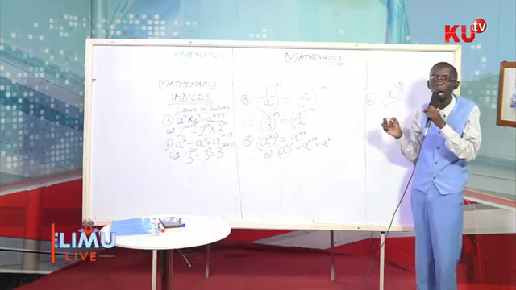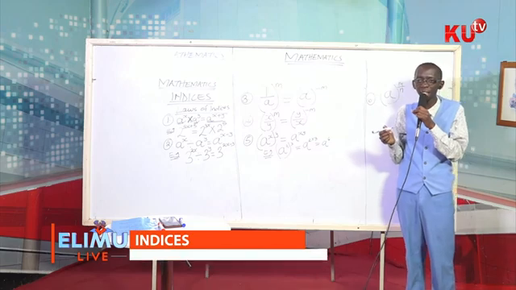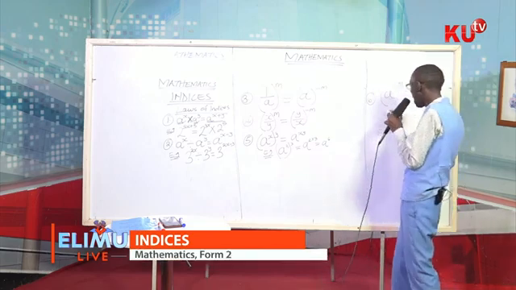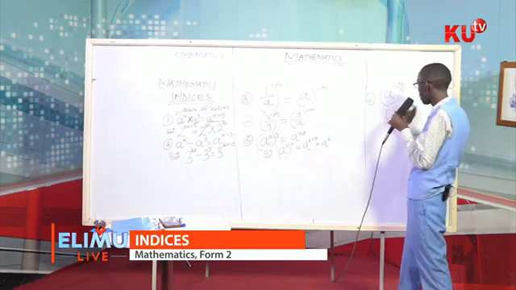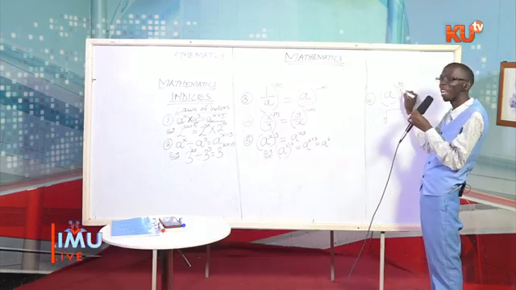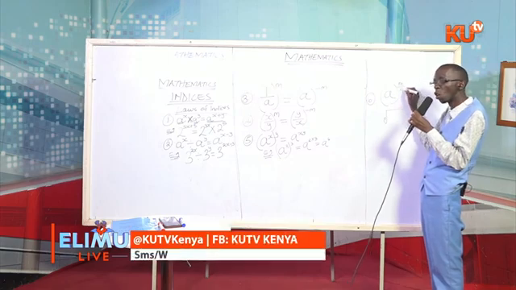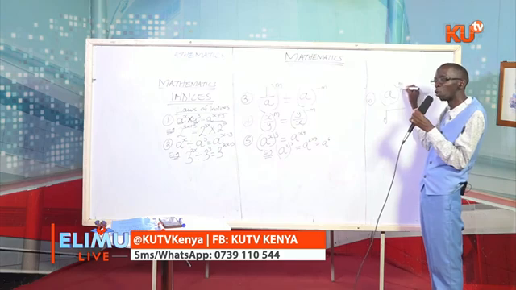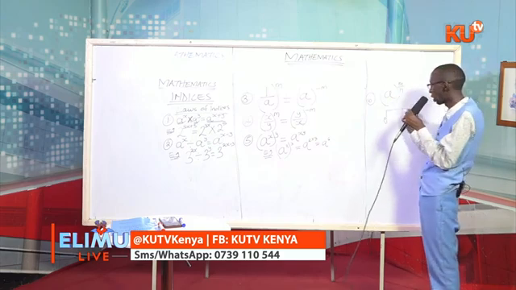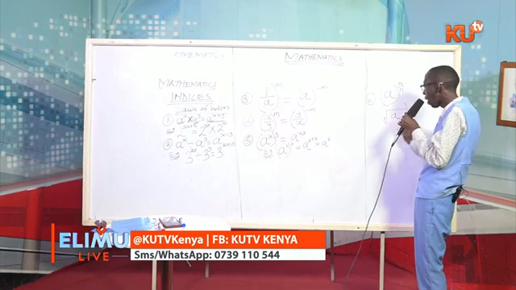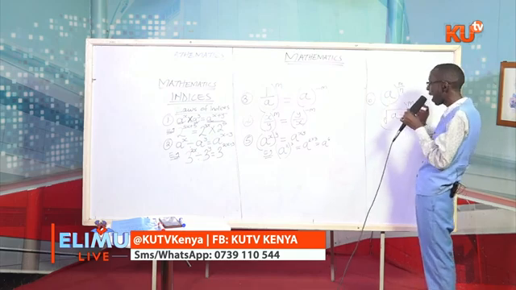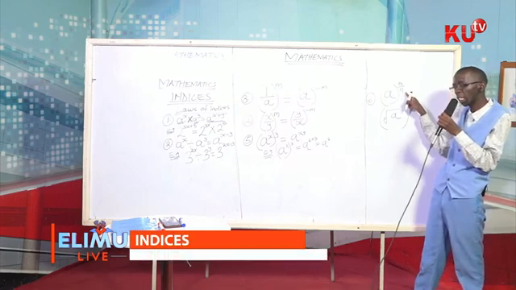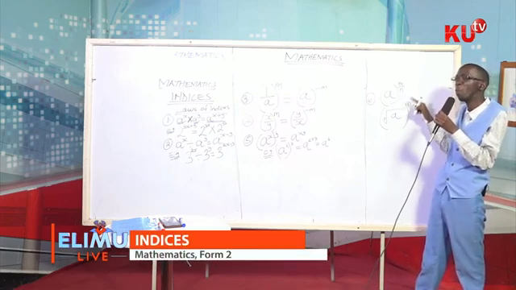A to power m over n will be the nth root, the denominator's root. That is, the nth root to power the numerator m. The nth root, the denominator's root, to power the numerator.